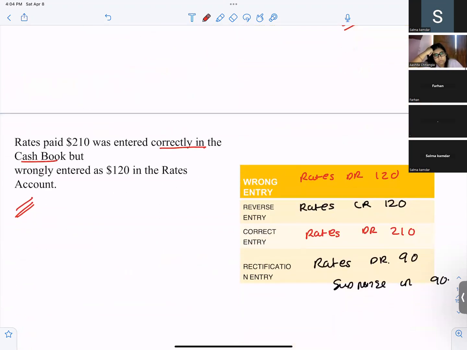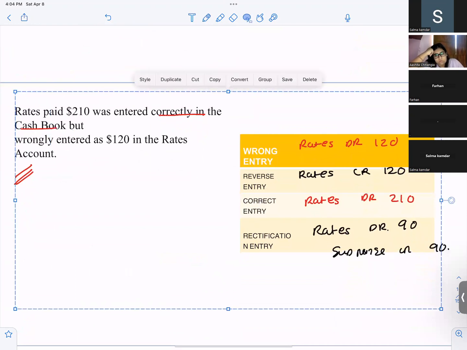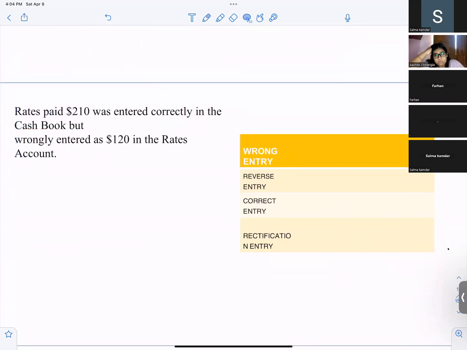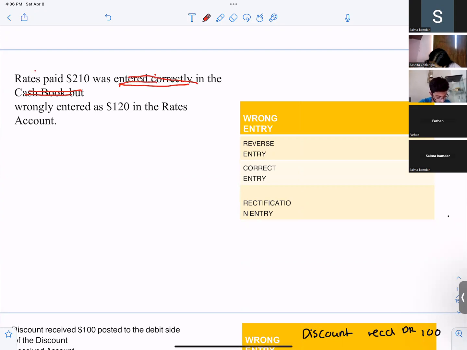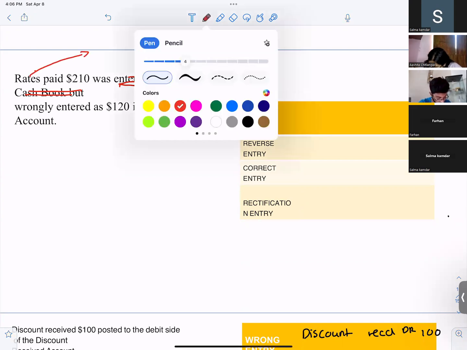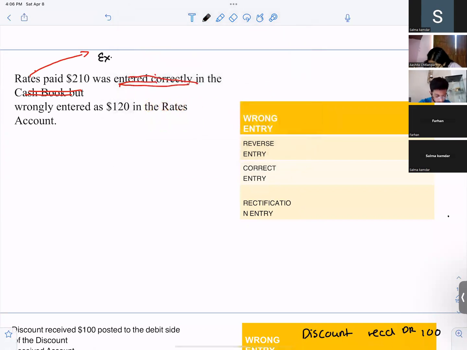I want you all to try this. You have correctly entered it in the cash book. That means you don't have to do anything with the cash book. So talk just only about rates. What is wrongly entered for rates? A rate is an expense account, so rates expense is always debited. So the correct entry would be rates debit, with 210.